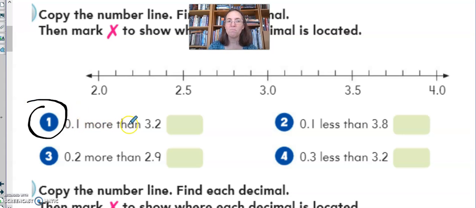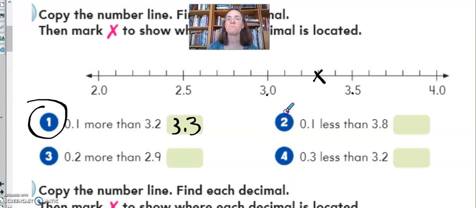1/10 more than 3 2/10. Where would that be? Well, here's the whole number 3, and I can tell that because of where the decimal point is. And then this is 3.5, or 3 5/10. So 3 2/10 would be here. And then I'm going to do one more than that, which would be here. The actual decimal will be 3 3/10, because we just added another tenth.